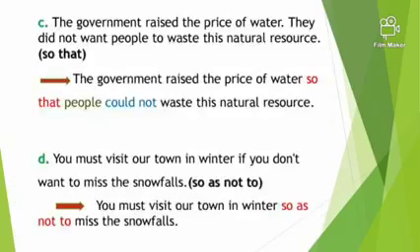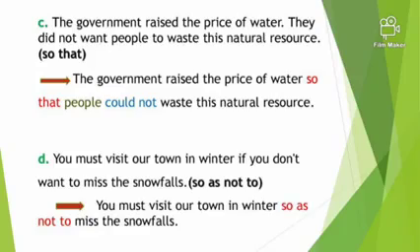C. The government raised the price of water. They did not want people to waste this natural resource. We use here so that to link these two sentences. So we have: the government raised the price of water so that people could not waste these natural resources. So we use so that plus subject plus modal plus object, okay? Could not.